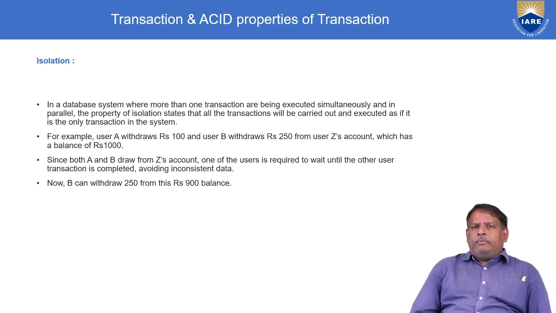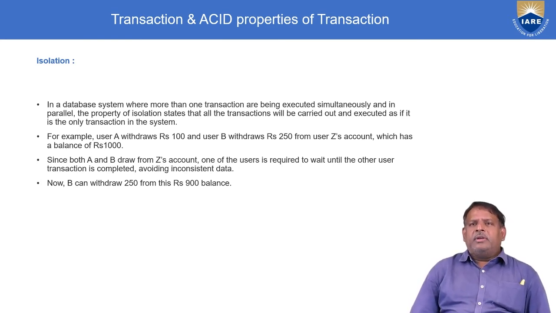Okay. For example, user A withdraws 100 rupees and user B withdraws 250 from Z account, which has a balance of 1000. So A and B are trying to withdraw amounts of 100 and 250 rupees from Z account, which has a balance of 1000 rupees. Since both A and B are withdrawing from the same Z account, one of the users is required to wait till the other transaction is completed, avoiding an inconsistent state.